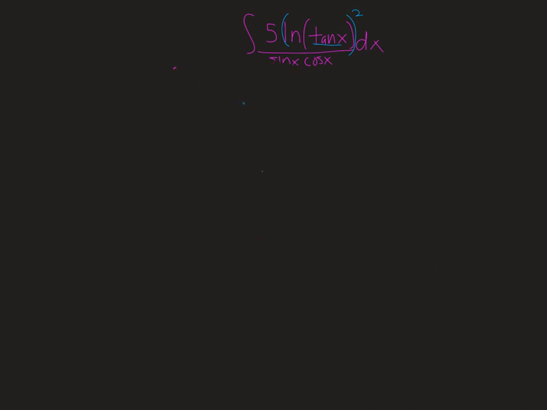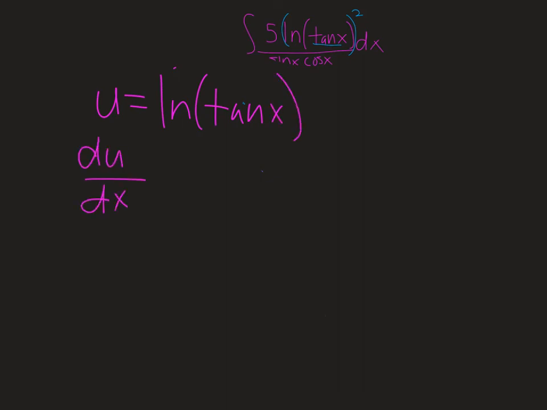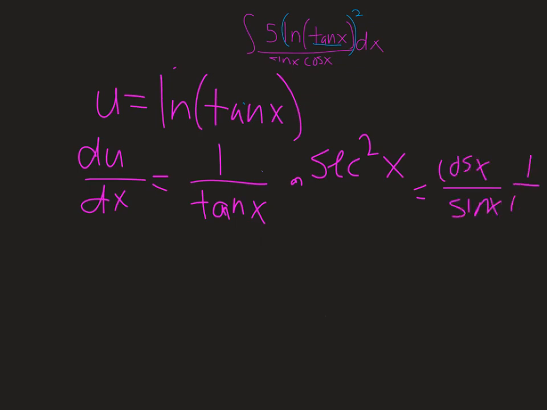So what I want to do is pick a scarier u. So for my u, let's pick the whole inside. I know it's going to have a double inside, but let's see how it goes. The natural log of the tangent. So that means du dx is 1 over the tangent times the secant squared. For funsies, let's simplify that. So that's cosine over sine, 1 over cosine. Ooh, that's sine cosine.